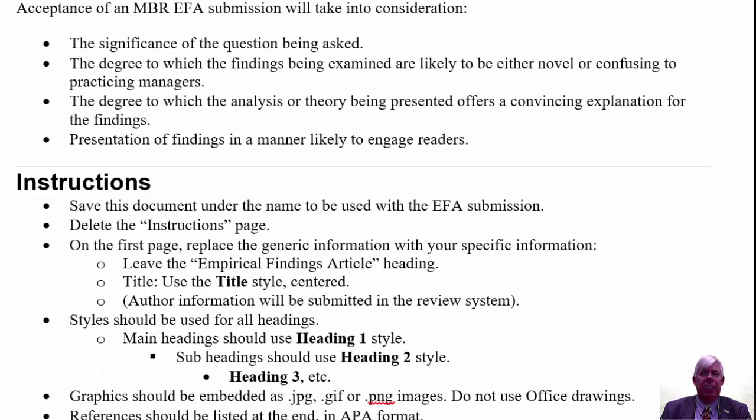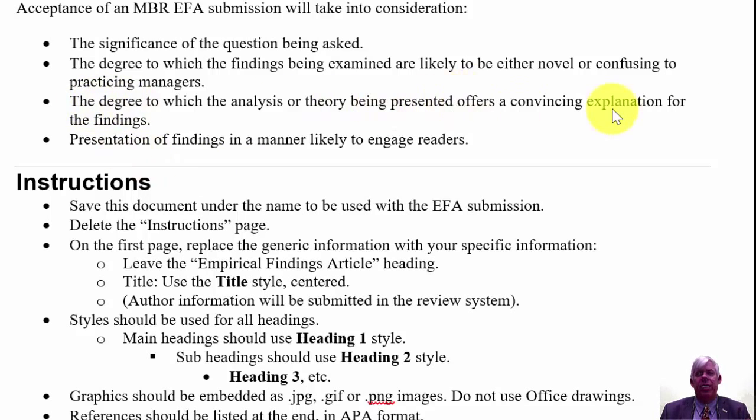Another important aspect of the template is what reviewers would be looking for. In the case of an empirical findings article, what the reviewers are going to be looking for is that we're asking an important question, that the business problem that this relates to is significant. The degree to which the findings are unexpected, that might be that they're novel or the results are counterintuitive or confusing to managers. Now, the articles are not supposed to be confusing. We want you to write them very clearly. However, we want some findings that don't simply tell managers what they already know.